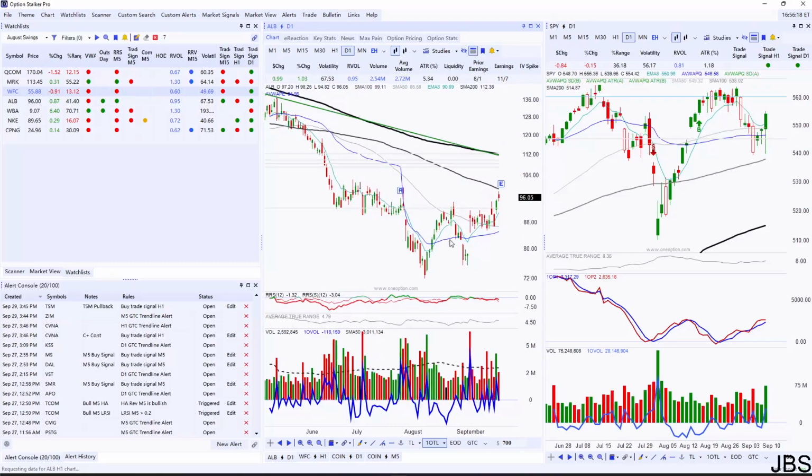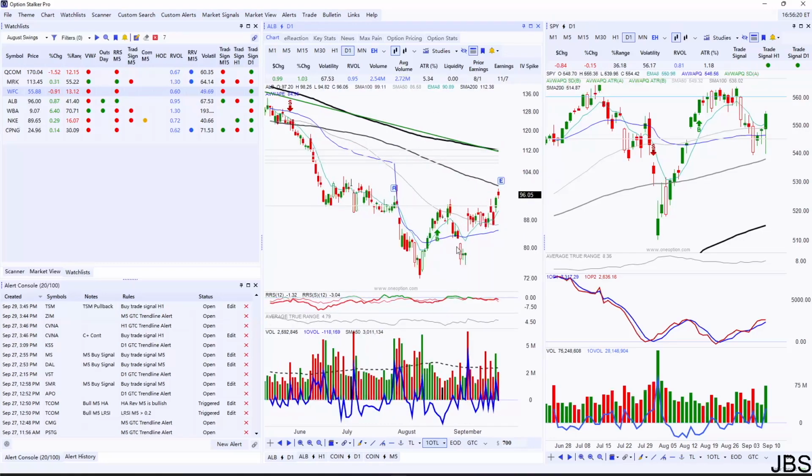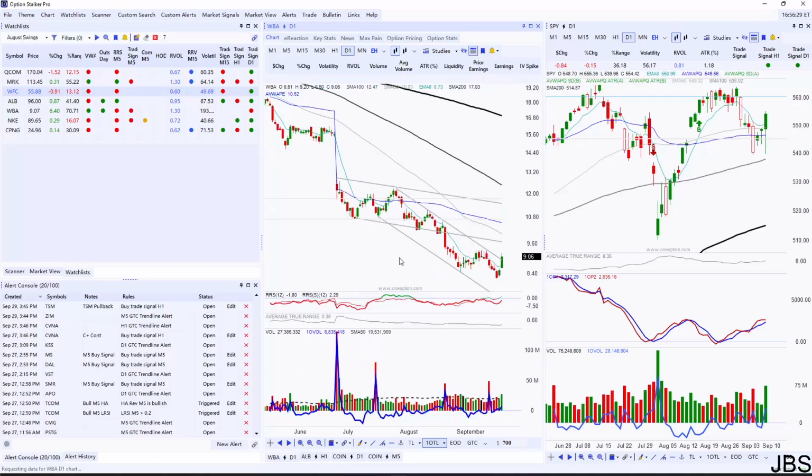ALB, I don't think I would have been able to add, but I probably could have scratched out of the trade here. Would have scratched out of the trade right there. And then WBA, I would have added to a winning trade and I would have won.